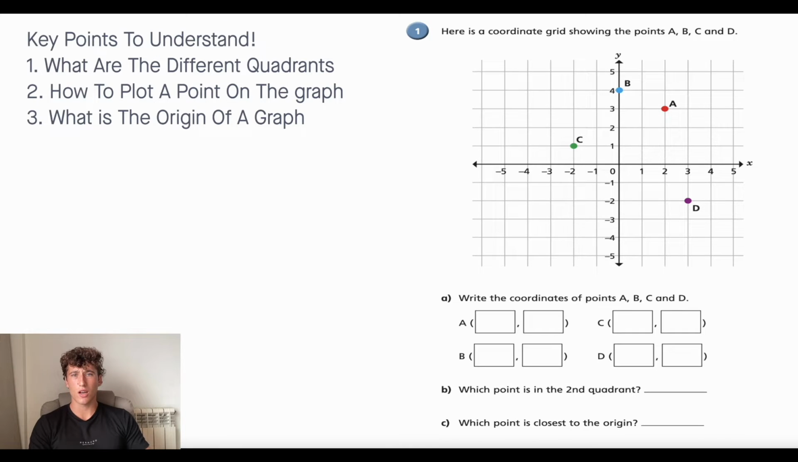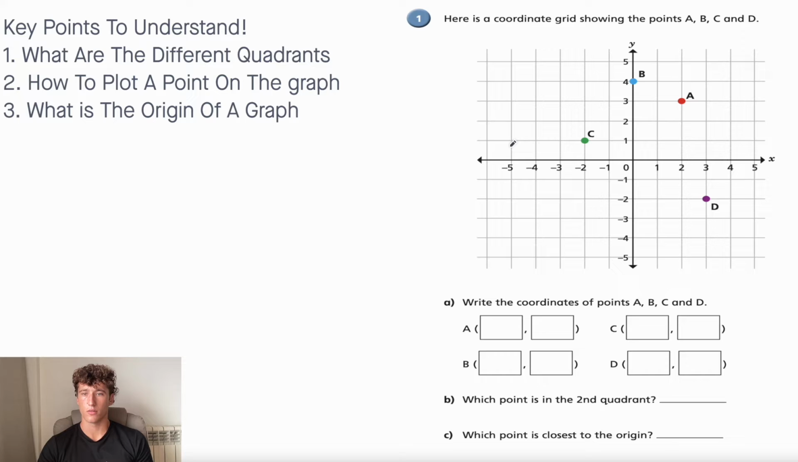Okay, so when it comes to coordinates in all four quadrants, there's three key points we need to understand. Point one is, what are the different quadrants? Do they have names? What do they actually mean by different quadrants? Point two is, how do we plot a point on the graph? And point three is, what is the origin of a graph? So when people say find the origin of this graph, what does that actually mean? So let's start with point one as to what are the different quadrants, what does that mean?